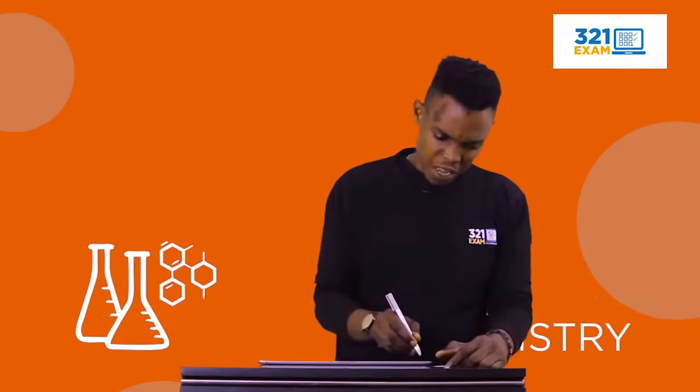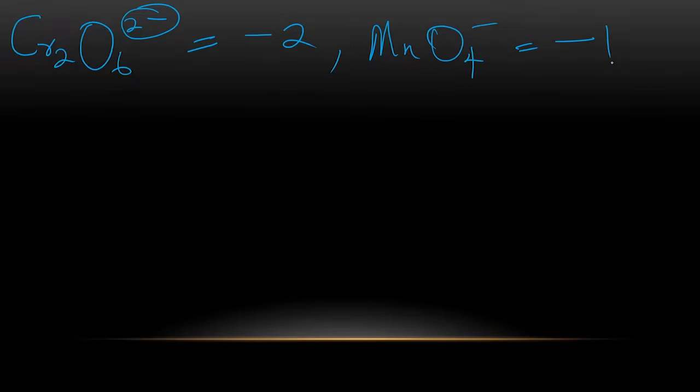Example, what am I talking about? If I have Cr2O7 2-, 2- is the charge of this compound. So the oxidation number is -2. I can have MnO4-. The oxidation number of this is -1. I can have NH4+. The oxidation number is +1. So the charge of the elements combined together to form a compound has the same oxidation number.